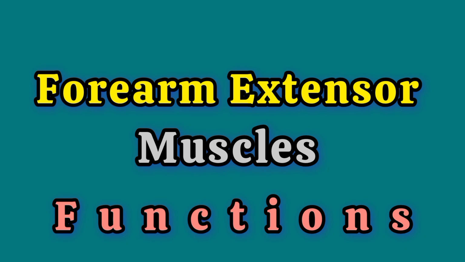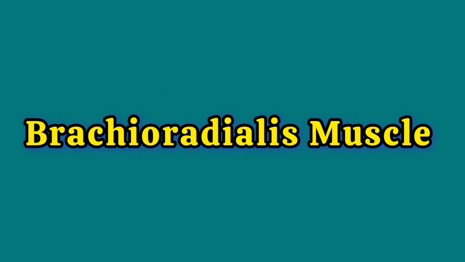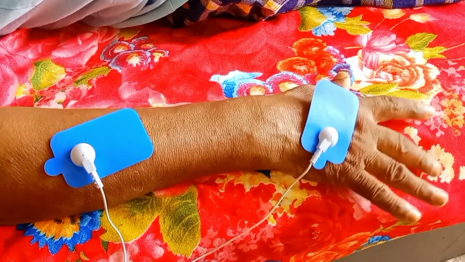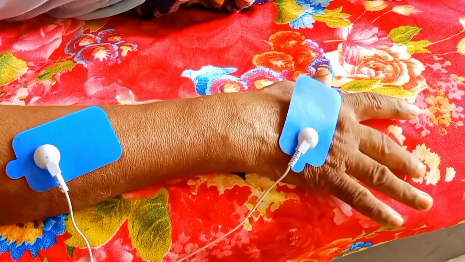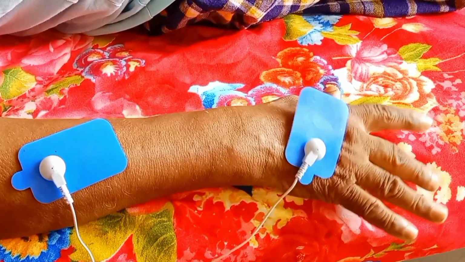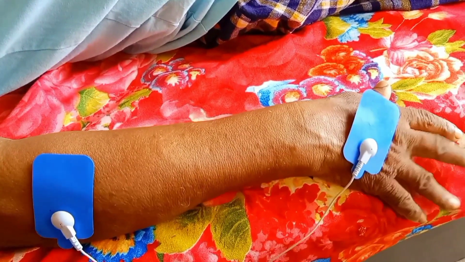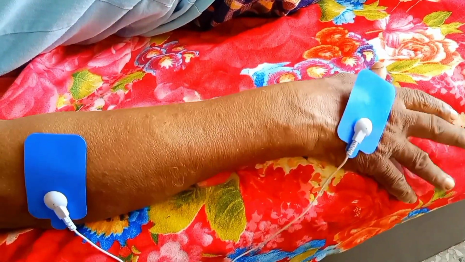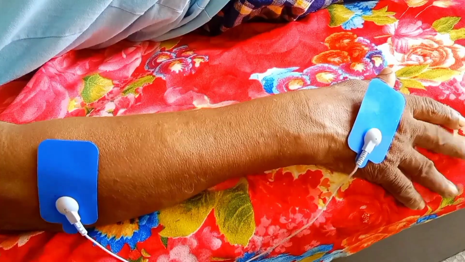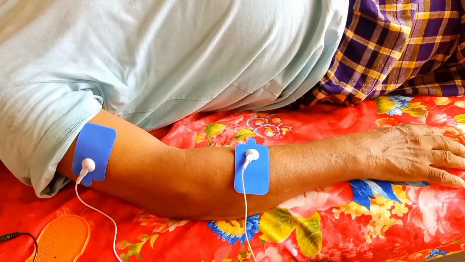Forearm extensor muscle functions. Deep layer of the posterior compartment. Brachioradialis muscle, located on the radial side of the forearm. It flexes the forearm at the elbow and can also contribute to supination, turning the palm up, and pronation, turning the palm down.